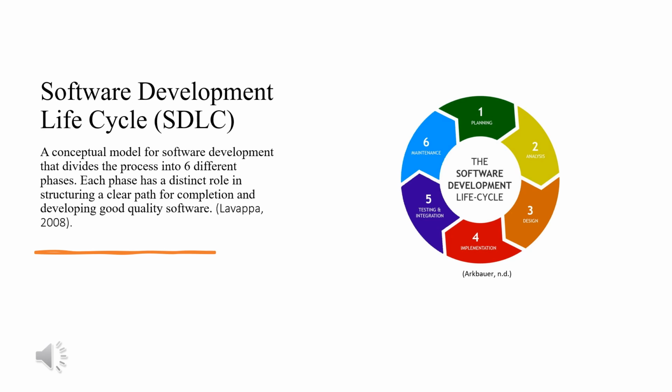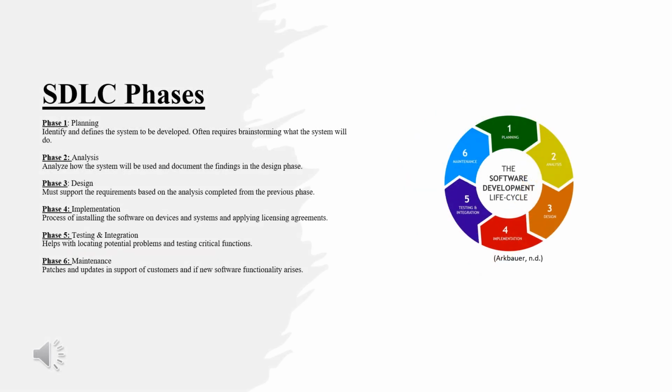Software development lifecycle. A conceptual model for software development divides the process into 6 different phases. Each phase has a distinct role in structuring a clear path for completion and developing good quality software. Planning. Identify and define the system to be developed. It often requires brainstorming what the system will do from the research team, software engineer, and stakeholders, funding sponsors. This is a critical step of the cycle because it outlines all the requirements and ensures proper documentation is set in place.